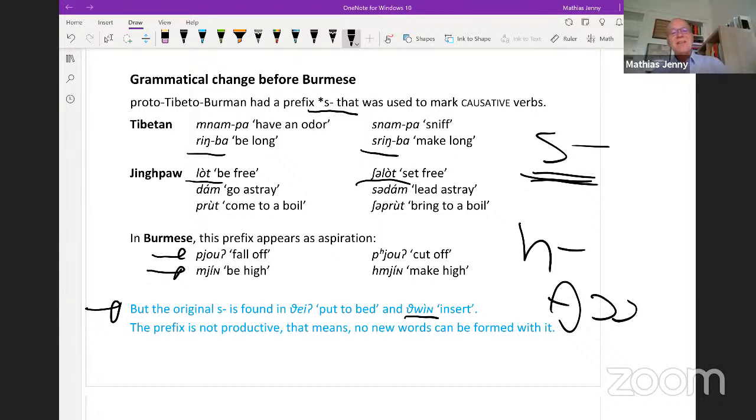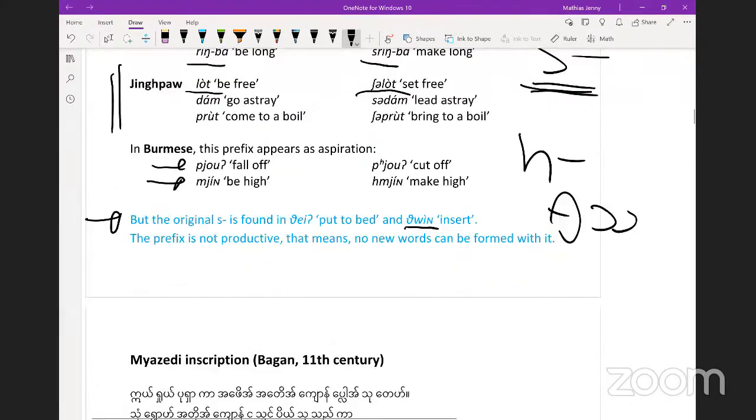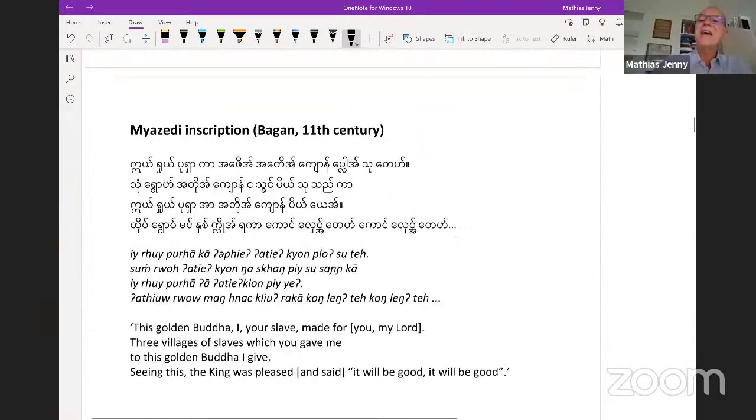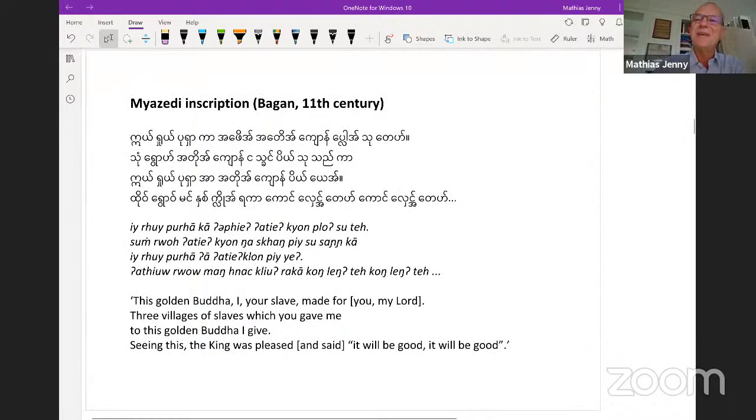Importantly, in Burmese, this morphology is not productive. You cannot make new words with this. It's only there in the lexicon in words that already have been built long time ago. So unlike Chingpo, you cannot form new words with this causative. So this is a few things that happened before, things that we can reconstruct that happened before Burmese became Burmese.